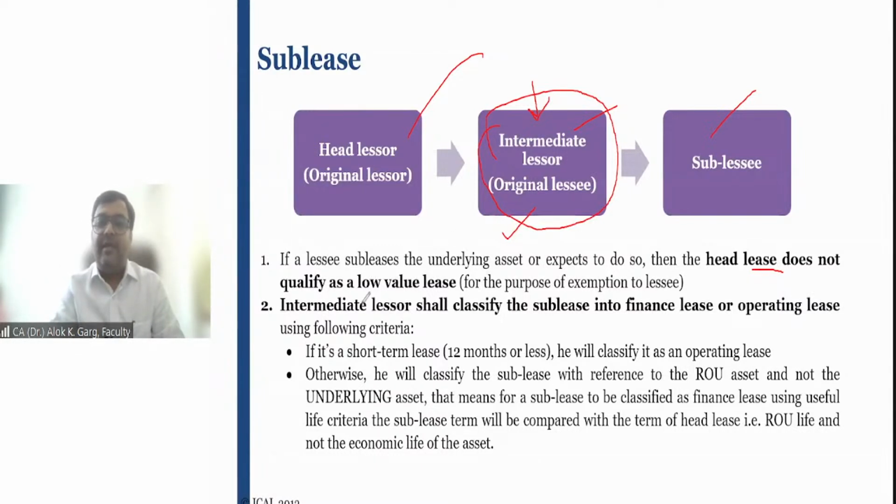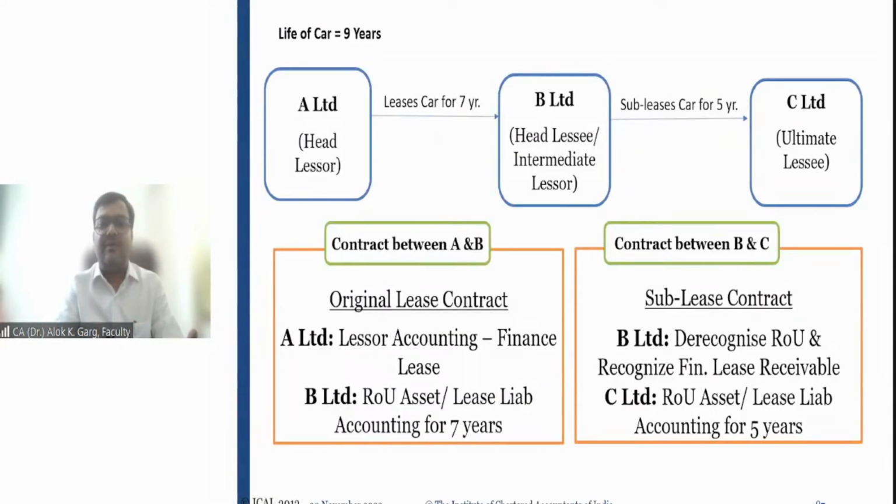The intermediate lessor shall classify the sublease into finance or operating lease using the following criteria. If it is a short-term lease, 12 months or less, he will classify it as an operating lease. Otherwise, the sublease can be checked with reference to the period of the lease which is lying with him versus the period of the lease he has given. The ROU life, not the economic life of the asset. This is what is given in this question. This summary says it all. You have to remember this summary, and when you look at the Excel file, you will get the understanding clearly.